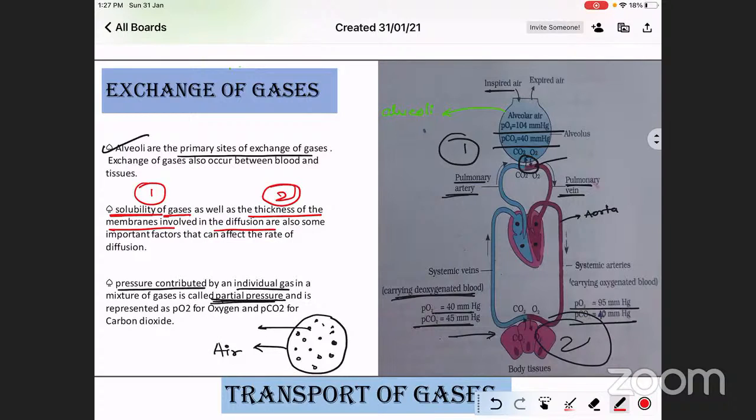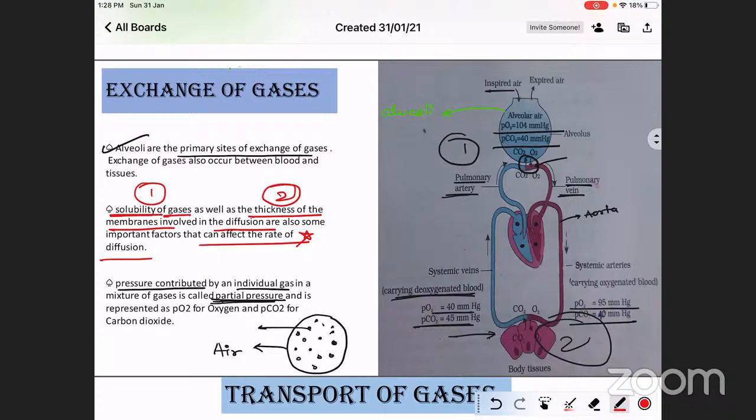Ultimately, solubility of gases and thickness of membrane alter the rate of diffusion. If the solubility is more, then the rate of diffusion is more, because blood is not stopping anywhere, it is just circulating. As soon as the solubility is more, more gas can dissolve easily in a small time, so the rate of diffusion will increase. Similarly, if the thickness is less, more gas can be exchanged, more can dissolve, and ultimately the rate of diffusion will increase.